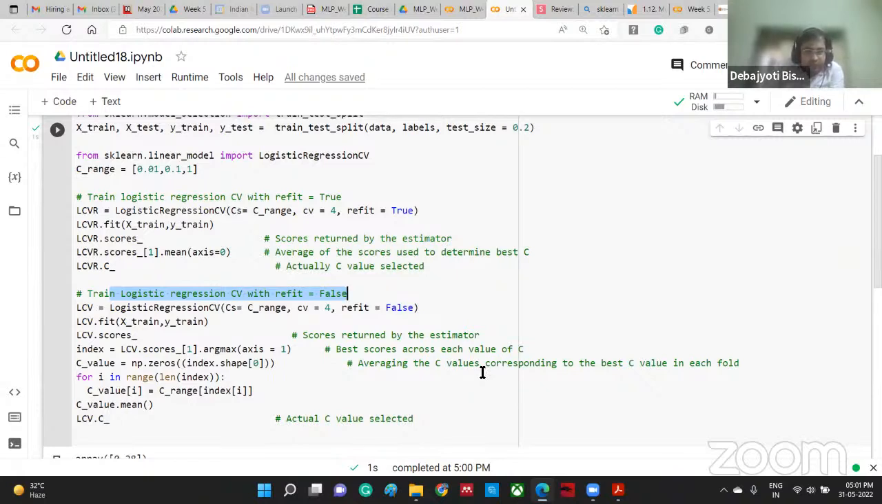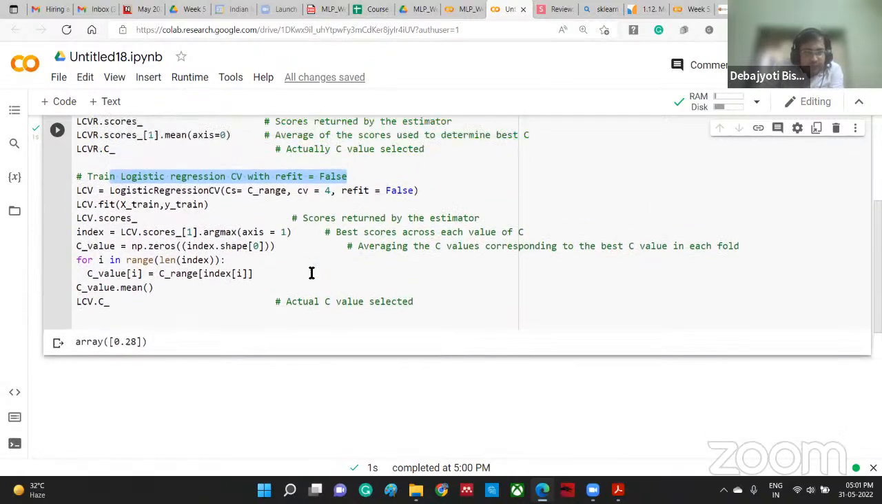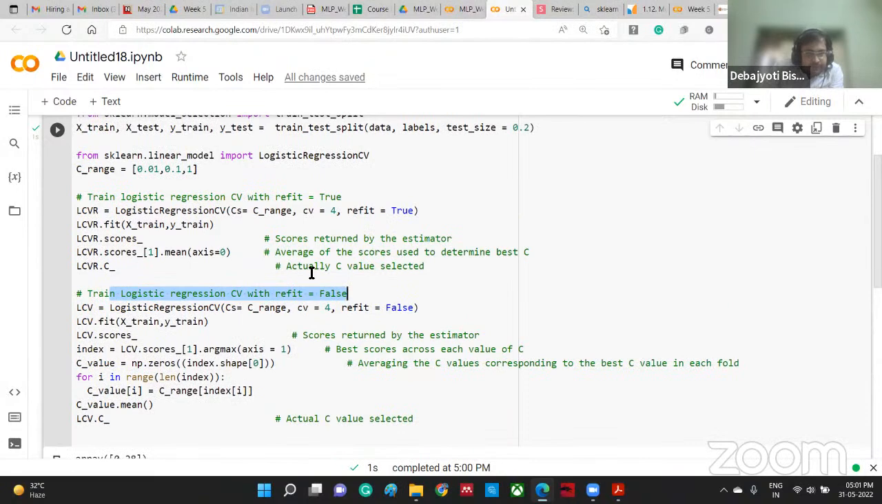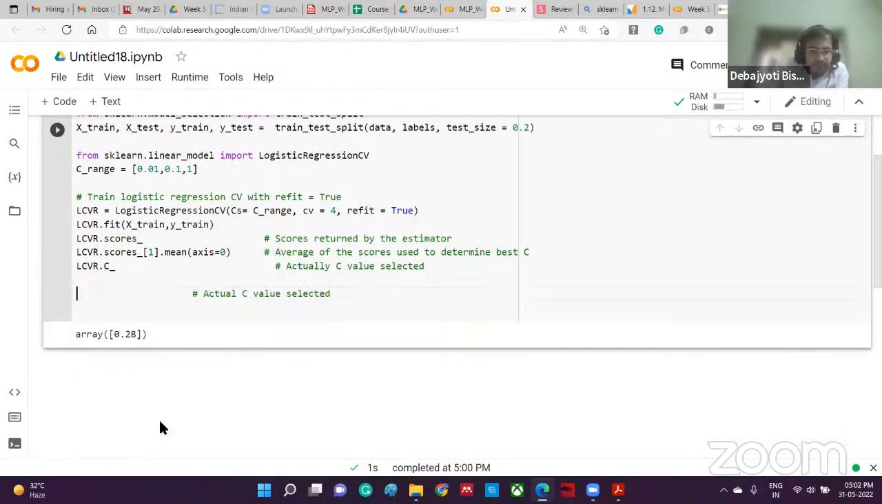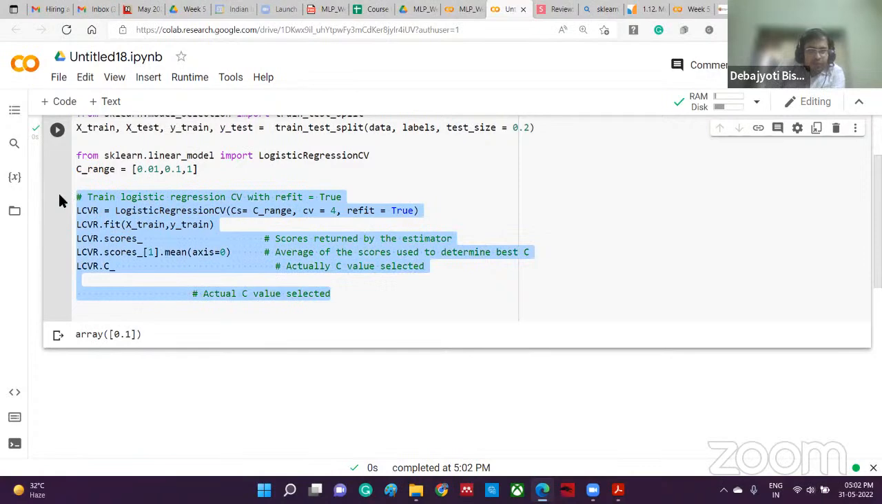Okay, Sunita, so basically the procedure is different. In refit equals true, we are calculating the average of the scores to determine the best C. Let's see. So here it may not be the full case, right? Here the answer is an array value with 0.1. So the answer here comes out as 0.1.